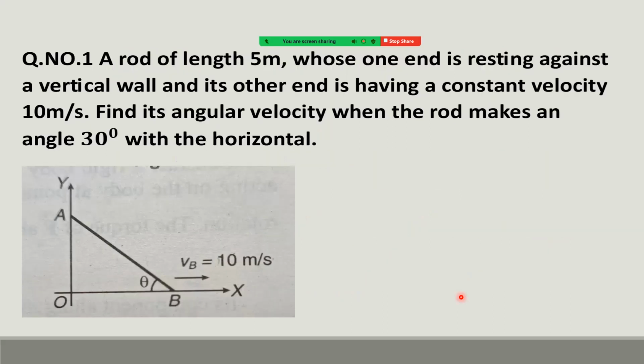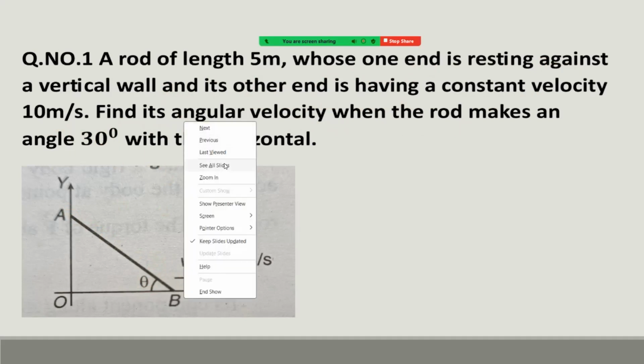Right. Let us now focus on problems. How to calculate angular speed. See the question carefully. A rod of length 5 meter, whose one end is resting against a vertical wall and its other end is having a constant velocity of 10 meter per second. You can see in the diagram, the rod of the given length. It asks for its angular velocity when the rod makes an angle of 30 degrees with the horizontal, right?